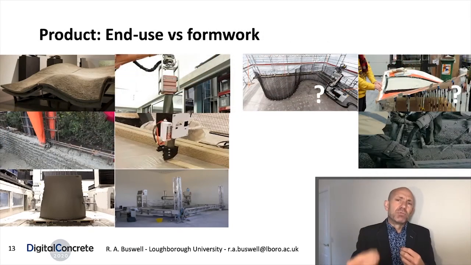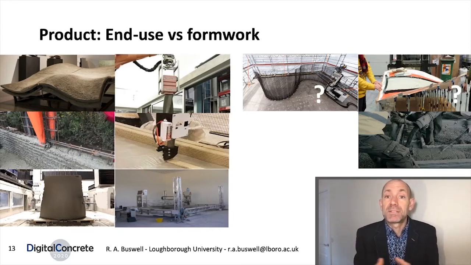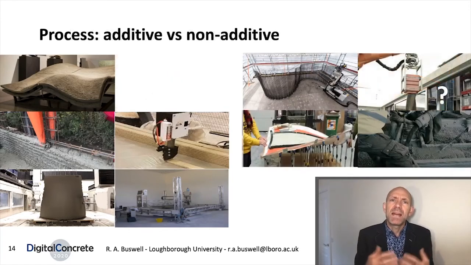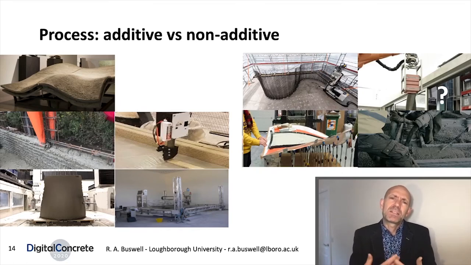But how do we actually arrive at the functional part or element? Does the process produce end-use parts or formwork? Perhaps this is clear-cut for some processes, but do the technologies of flexible mould and mesh mould produce panels and walls, or do they produce formwork? And it's not uncommon for us to split digital fabrication methods between additive methods and everything else. But would we classify smart dynamic casting as an additive method or something else?